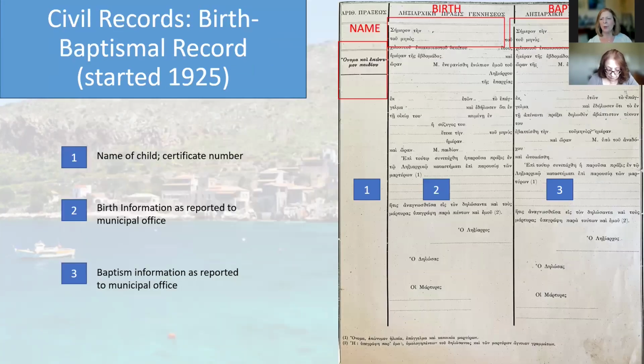Okay, let's talk about birth records. Civil records in Greece began in 1925. They are kept at the municipal office. On the screen is a blank form used by the municipality to register a birth. Information the clerk fills in is, under Section 1, the name of the child. Section 2 is the birth information, the date and place, the names of the father and mother, and the informant. And Section 3 gives us baptism information, the date and place, the names of the father, the mother, and the godparent.